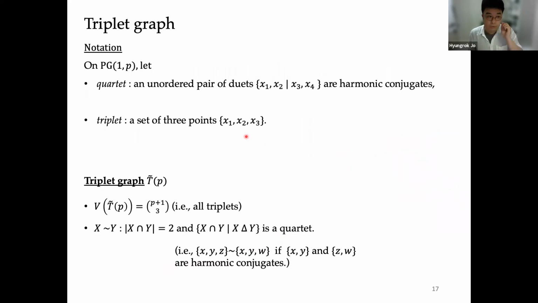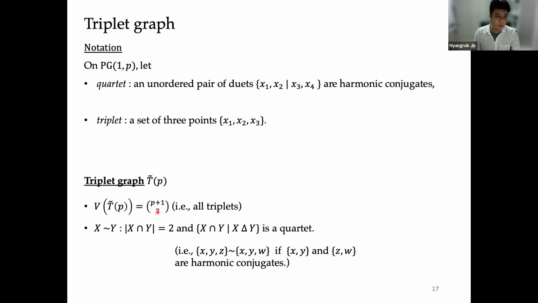So now we want to define a triplet graph, and here we need some more notation. On the projective line, we define a quartet, which is an ordered pair of duets that are harmonic conjugates. So the cross ratio of this is -1. And a triplet is a set of 3 points. So the vertices of the triplet graph are triplets.